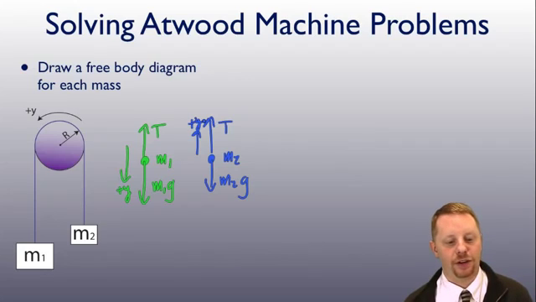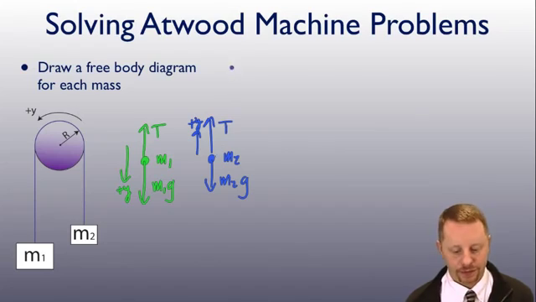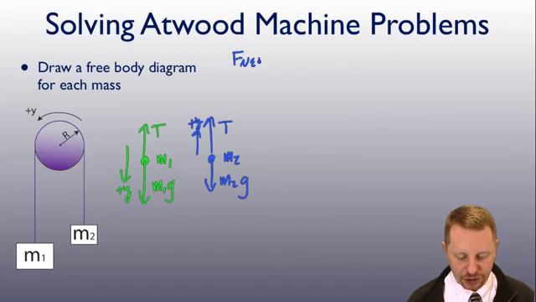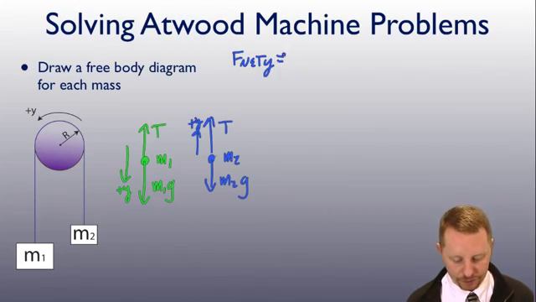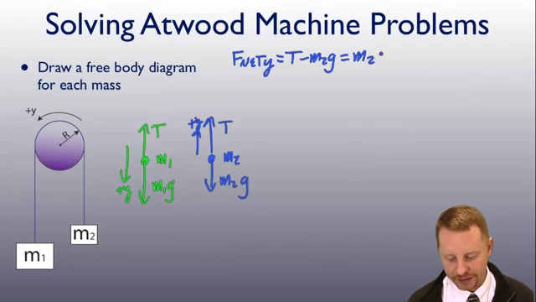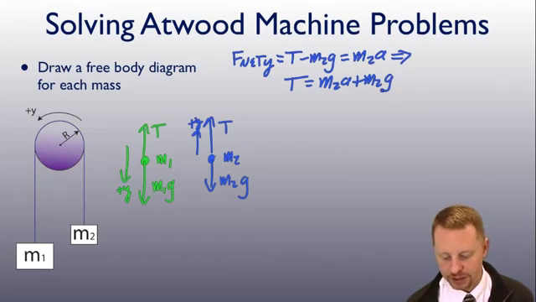So from here, I can start writing Newton's second law equations. We'll start with the one for mass 2. Net force in the y direction, looking at just mass 2, is going to be T in the positive direction minus m2g, and that has to be equal to mass 2 times acceleration. Or if I rearrange that to solve for tension, tension is equal to mass 2 times acceleration plus mass 2 times g, the acceleration due to gravity. We'll call that equation 1.